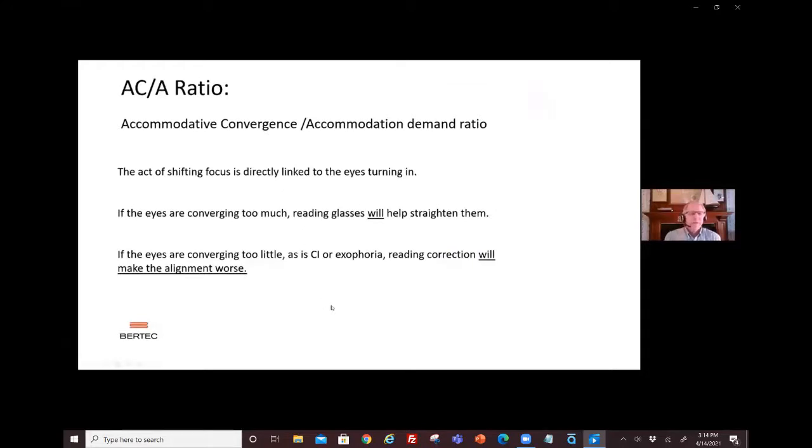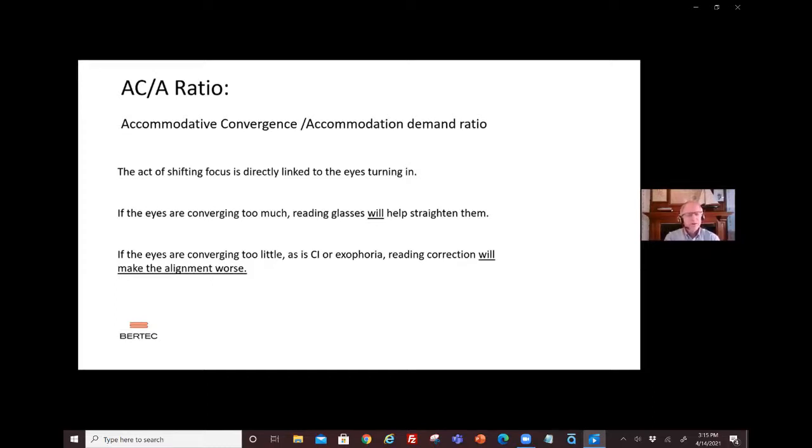And that brings us to the topic of the AC/A ratio. Remember, I said that all of these things are tied together. You can consider them to be almost hardwired. Every time we shift focus, there's a signal sent to the medial rectus muscles to turn in. Every time the muscles turn in, there's a signal sent to the accommodation as a feedback to tell them to shift focus. If the eyes are converging too much and you put reading glasses on them, they'll be doing less focusing, so their eyes will go straighter. And we use that a lot with children who have crossed eyes.